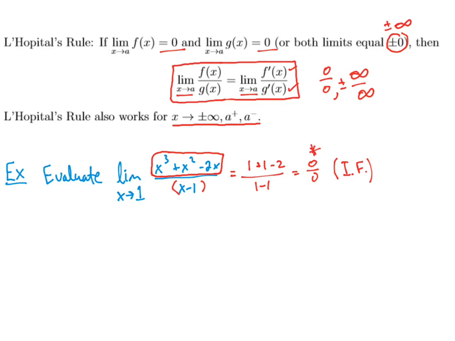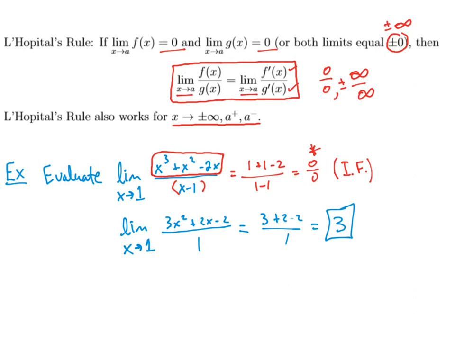If we end up with something in this indeterminate form, 0 over 0, what we're going to do is take the derivative of the numerator and the denominator. So the derivative of the numerator is going to be 3x squared plus 2x minus 2. The derivative of the denominator is just 1. So now doing direct substitution, we end up with 3 plus 2 minus 2 divided by 1, and that's just going to be 3. So the limit here is going to be equal to 3.